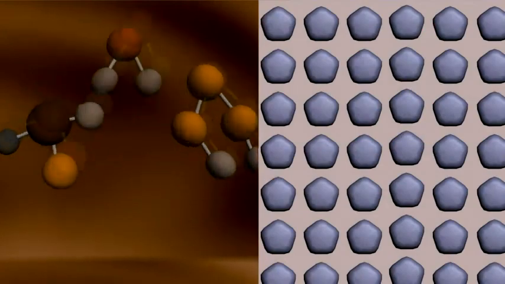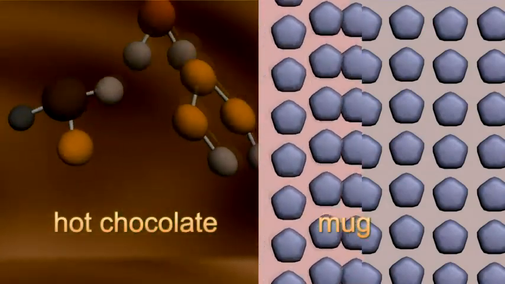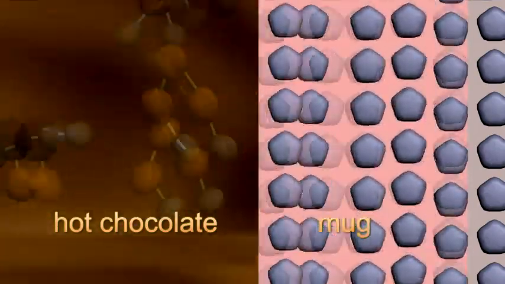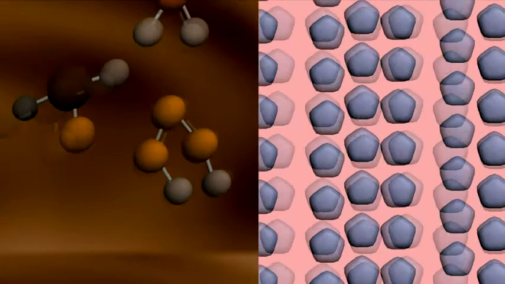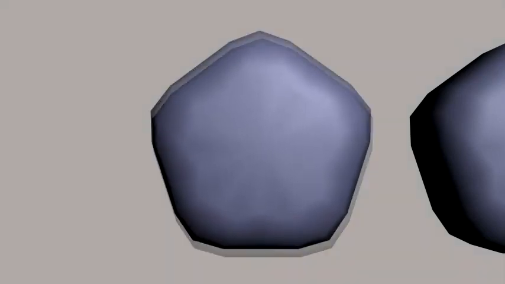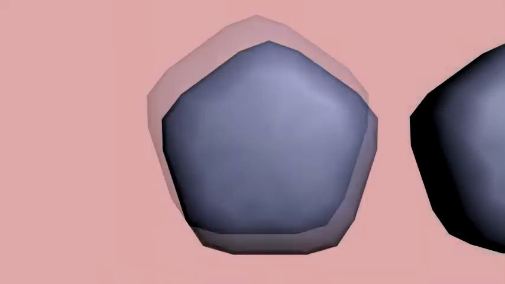In the mug, hot chocolate particles bumped the inside edge. Heat transferred to the mug through those bumps, like billiard balls bumping one another on a pool table. In solids, such as the mug, molecules don't move freely like those in liquid or gas. Instead, they vibrate in place.